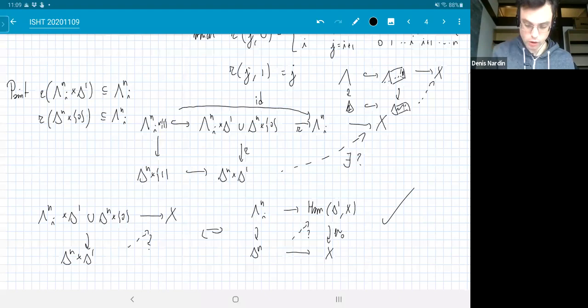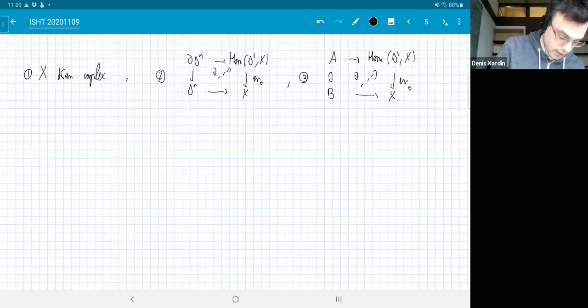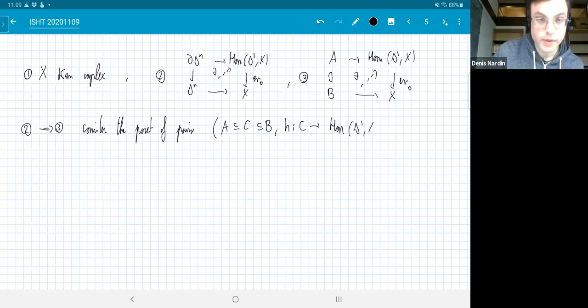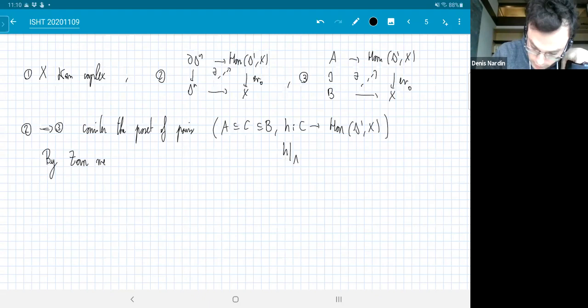2 implies 3 is a very simple argument, as usual. Again, consider the poset of pairs of intermediate objects together with a lift on the intermediate thing. As usual, I want to extend a lift from a subset to the whole thing. So we take the poset of all such extensions. This requires that if this is F and this is G, the restriction to A is F and the composite of F with H is G restricted to C. By Zorn, we find a maximal element.